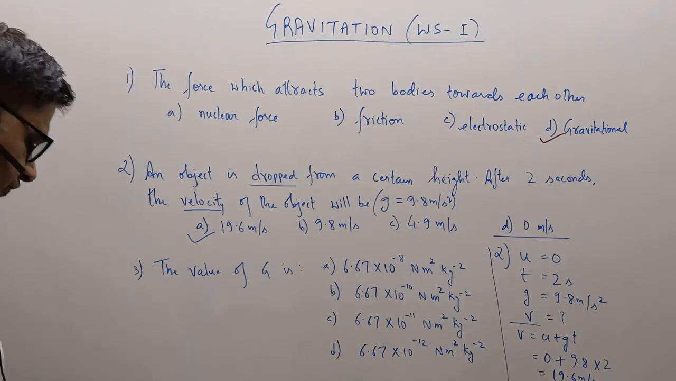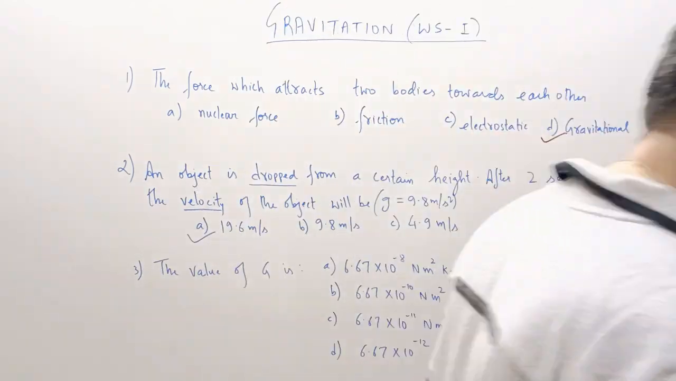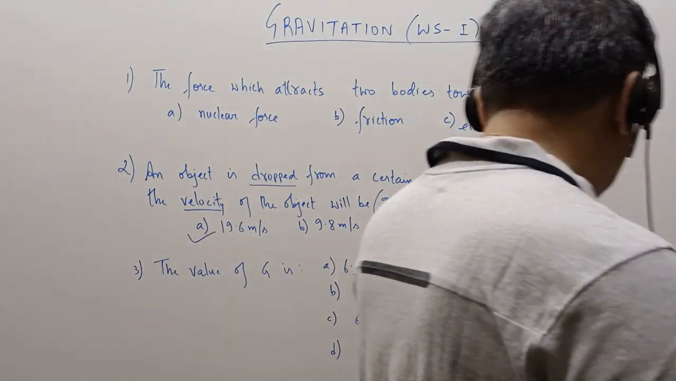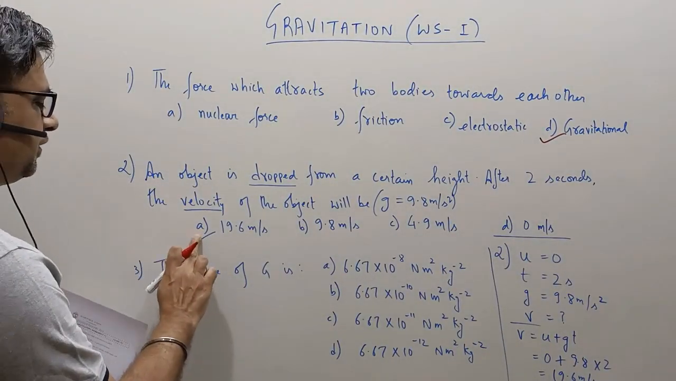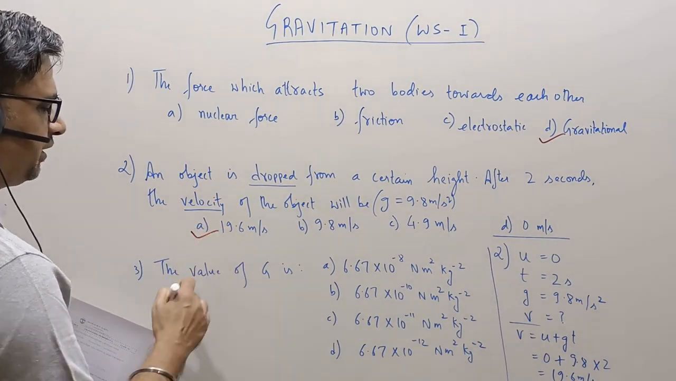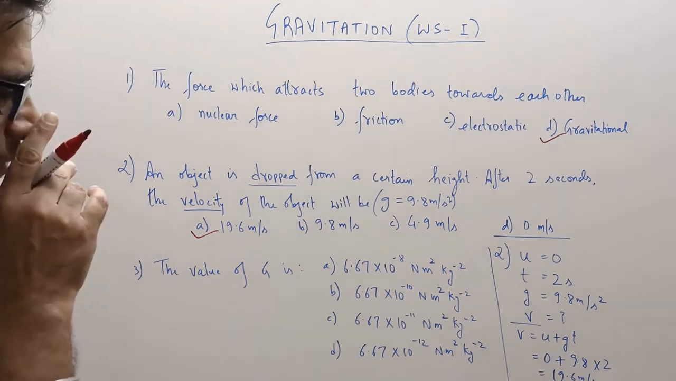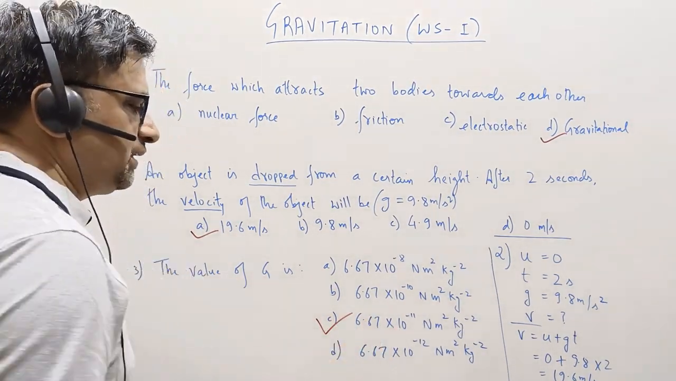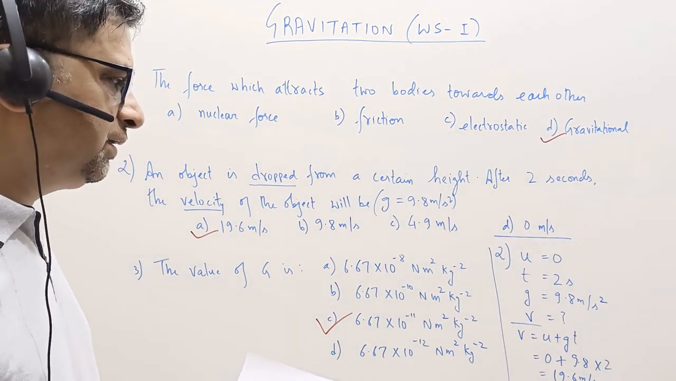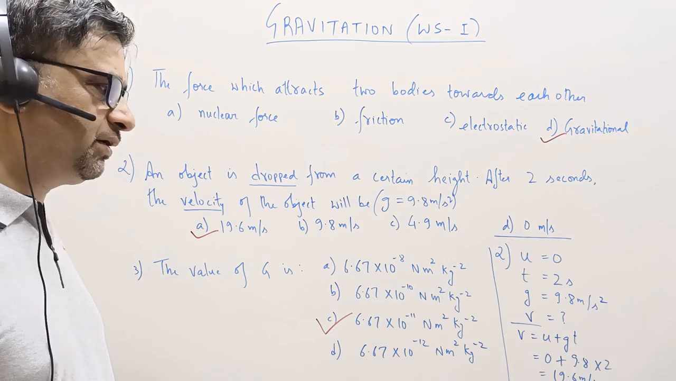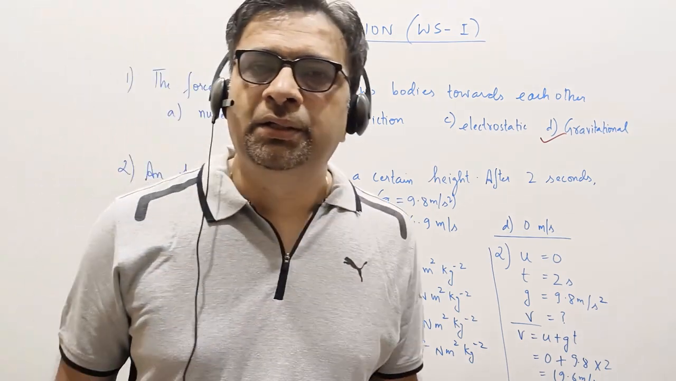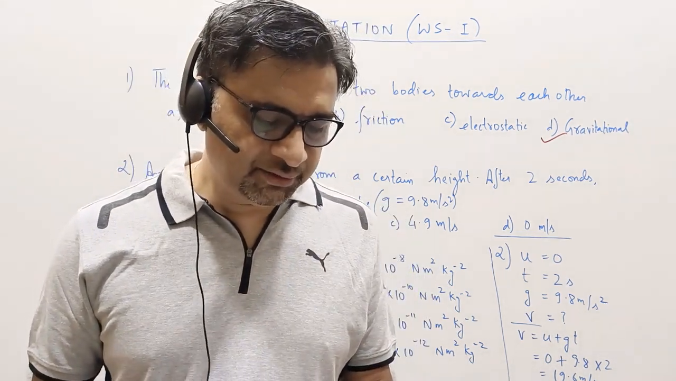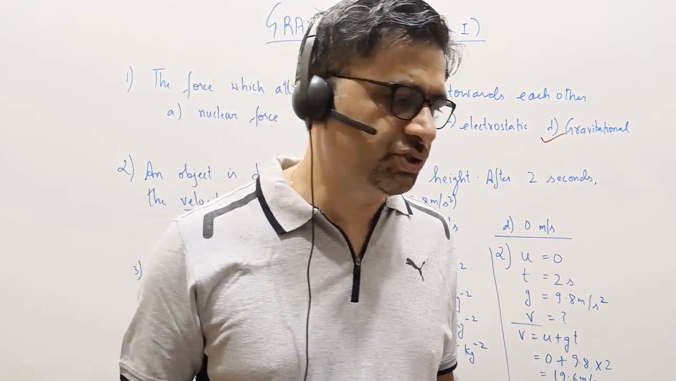Now the value of G. G we know is the universal gravitational constant. The value of G, I'm talking about question number 3 now. The value of G, this is something that you need to remember. This is 6.67 into 10 to the power minus 11 Newton meter square kg to the power minus 2. So these are the 3 questions. We'll now get on to question number 4.